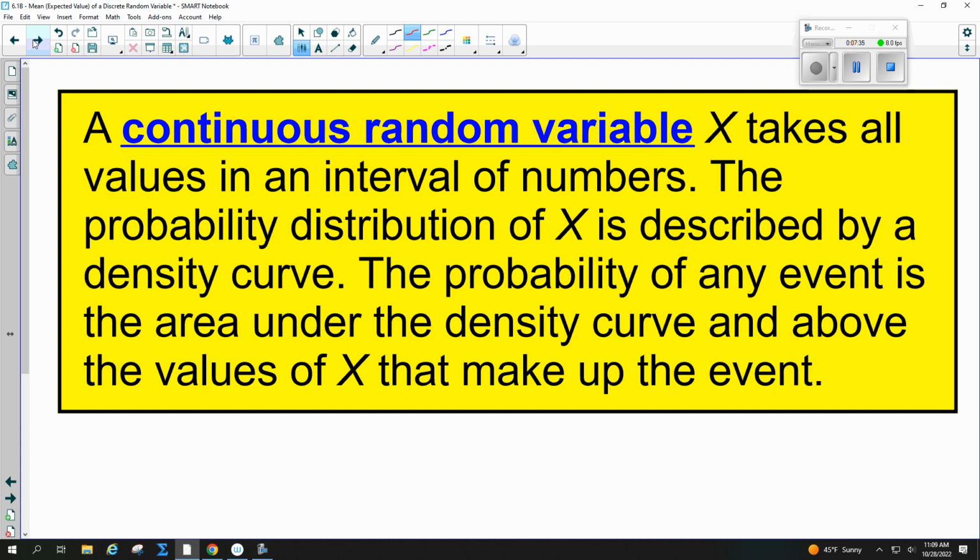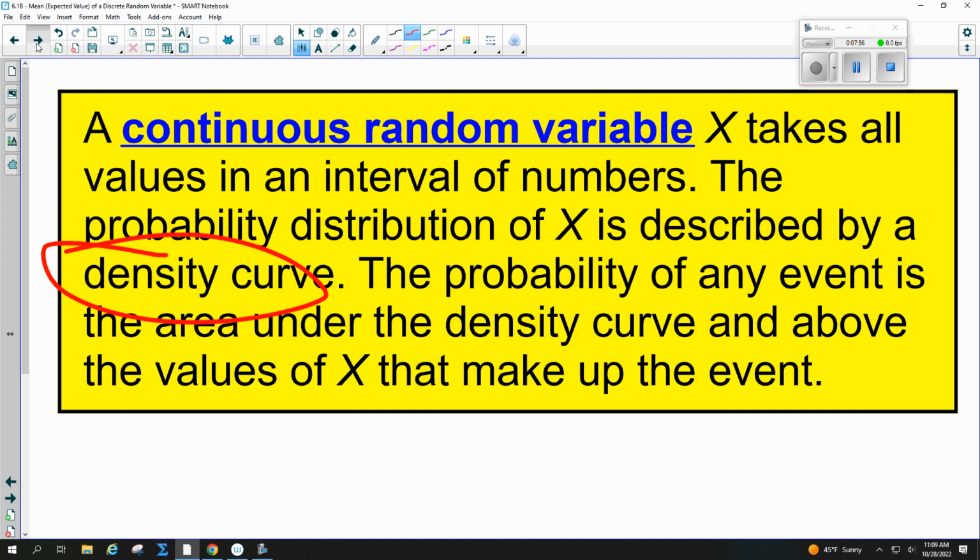Which density curve are we usually going to use? Yeah, normal. We're usually using the normal curve. They will tell you, for now, that it's normally distributed. The probability of any event is the area under the density curve and above the values of x that make up the event. So shade your curve for whatever it's talking about and do a little norm CDF, right?